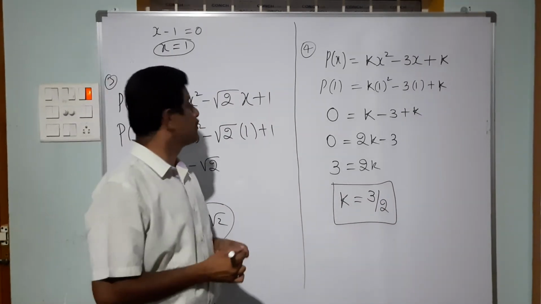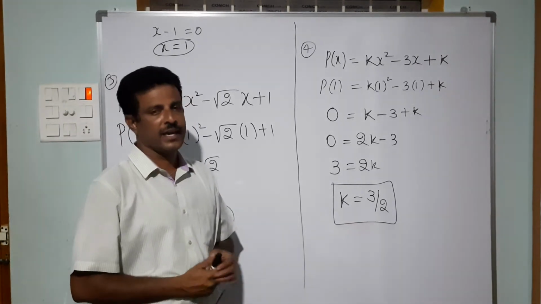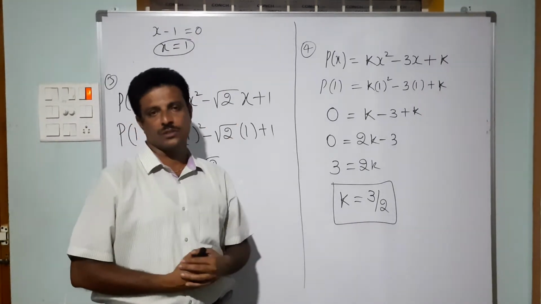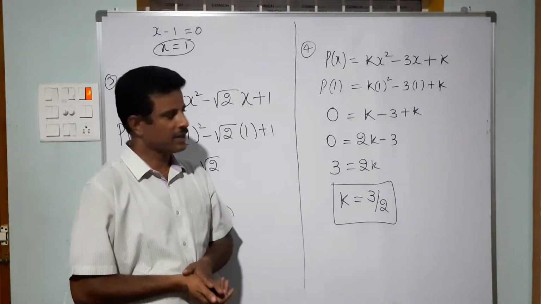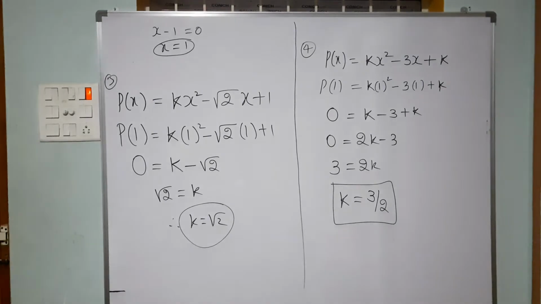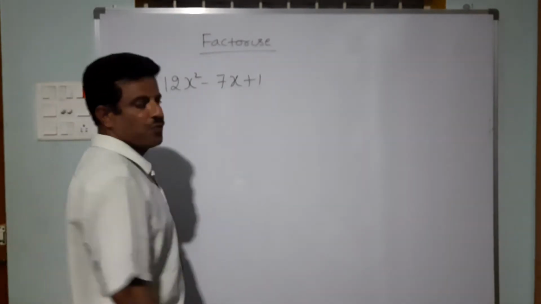So in that third main, only 4 problems are there. Find the values of k by using the factor x minus 1 is equal to 0. Sorry, x minus 1 is equal to 0 or x minus 1. Okay, so write down fast. Okay, next main, fourth main.